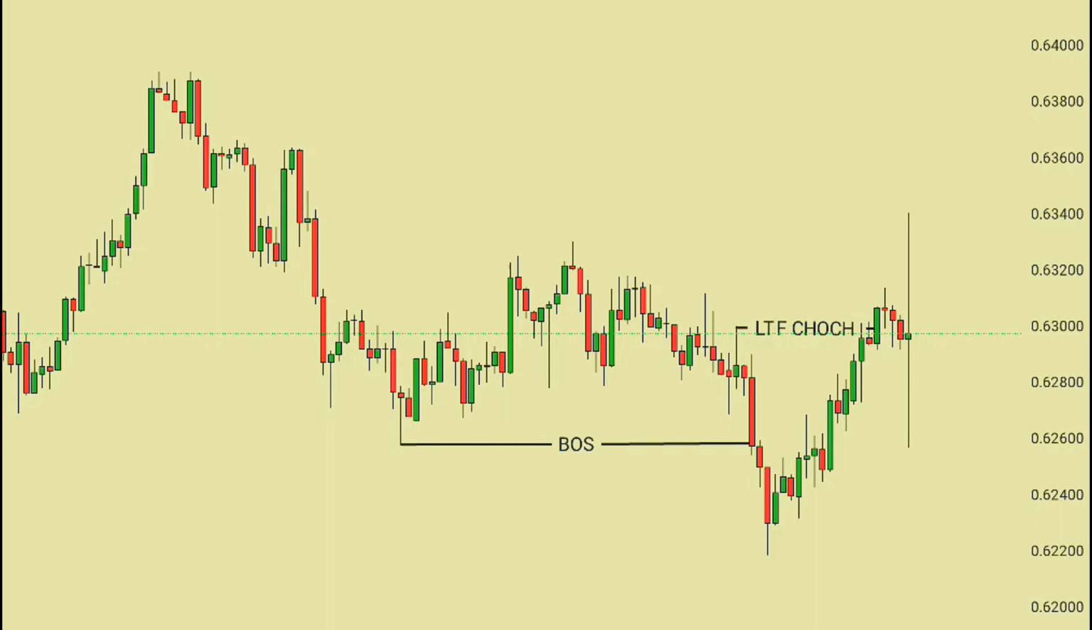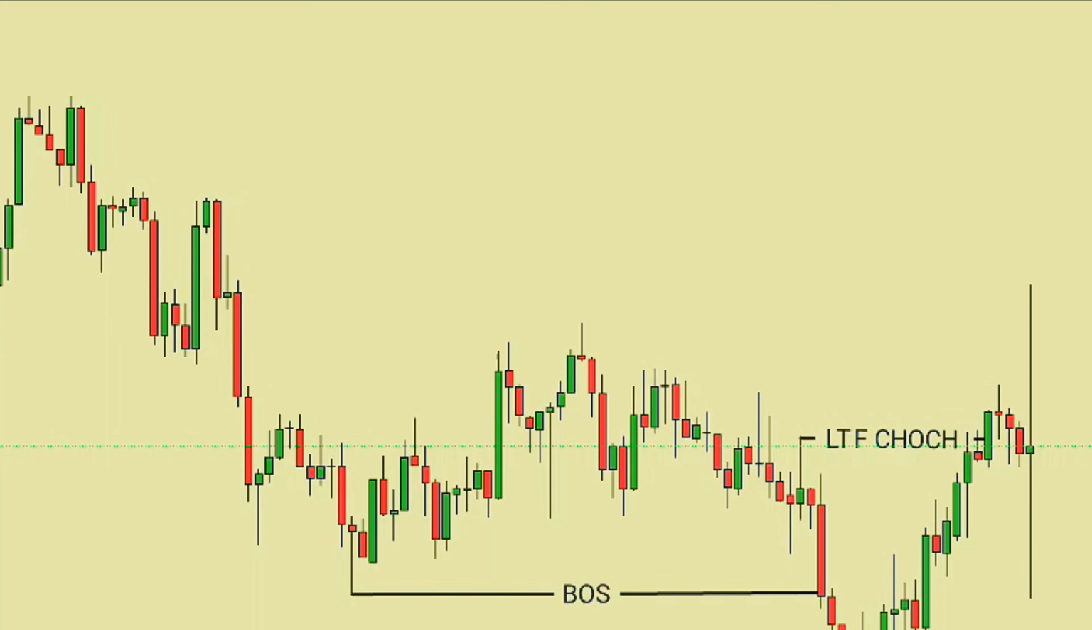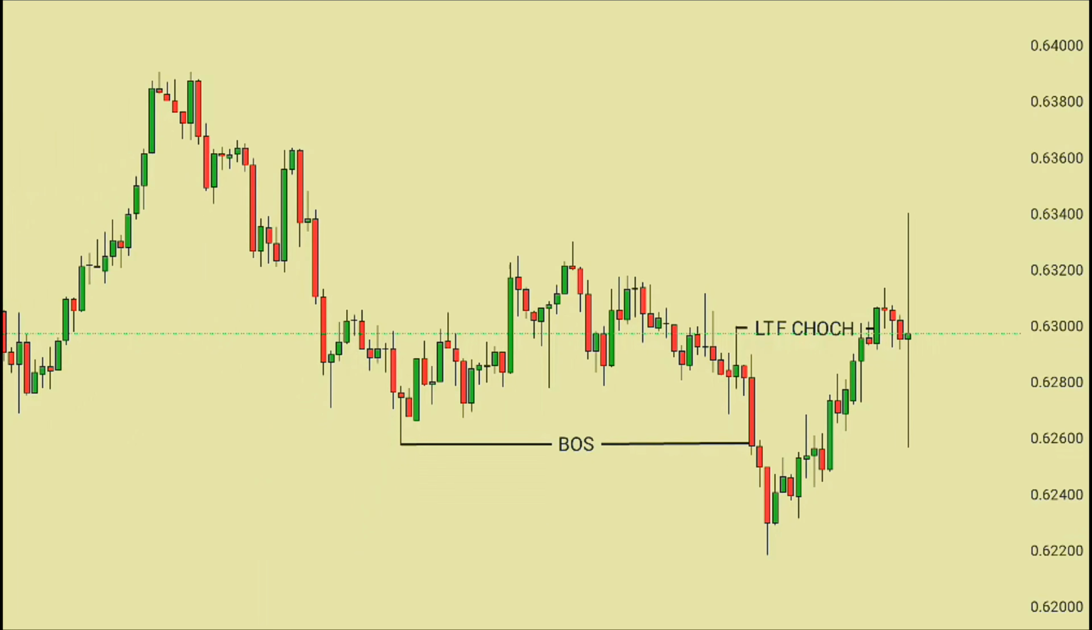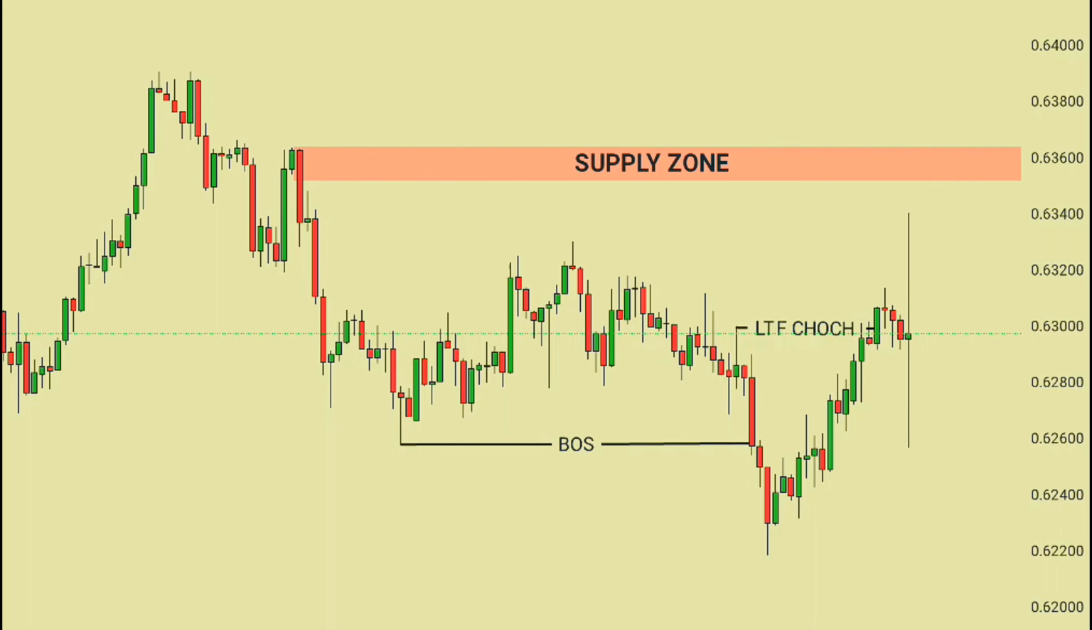Now, after seeing both confirmations, the break of structure and the change of character on the lower time frame, the next step is to identify where sellers might actually enter the market. And this is where this area becomes very interesting. Right here, price leaves the zone with strong bearish momentum, creating an impulsive move to the downside. For many traders, a move like this usually indicates that institutional selling activity may have taken place in this area. So naturally, this zone starts to look like a very strong supply zone.